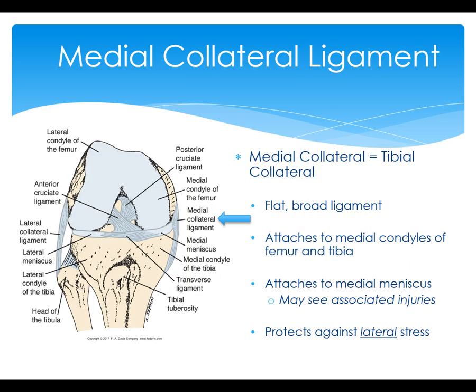It's a flat, broad ligament and actually attaches to the medial condyles of the femur and tibia, but it also has some attachment to the medial meniscus. You may see once you have an injury to the medial collateral ligament, this can then cause damage to the medial meniscus. The medial collateral ligament, or MCL, protects against lateral stresses.